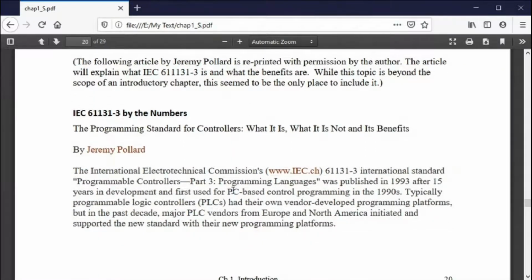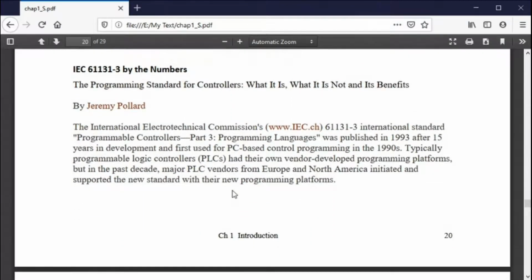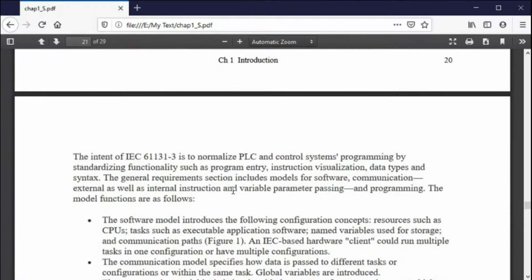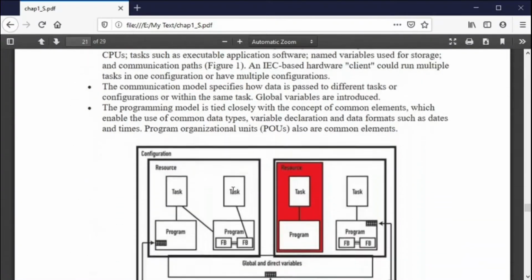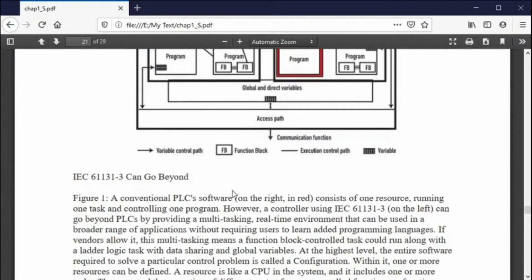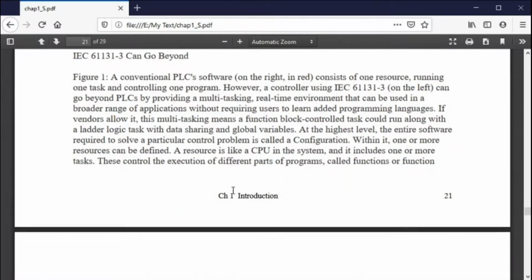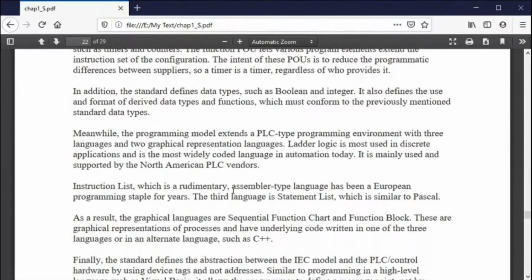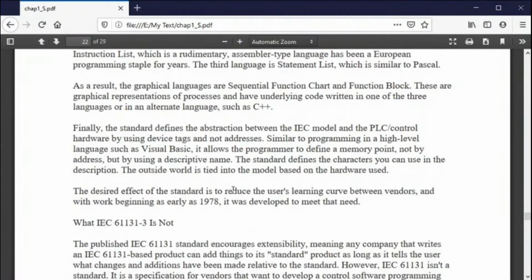And this is an idea. This is an article by a fellow by the name of Jeremy Pollard, and it goes into telling why it's good, some of the things about it, and I just present it in here as well, and go on. Okay, so we skip through this very quickly.